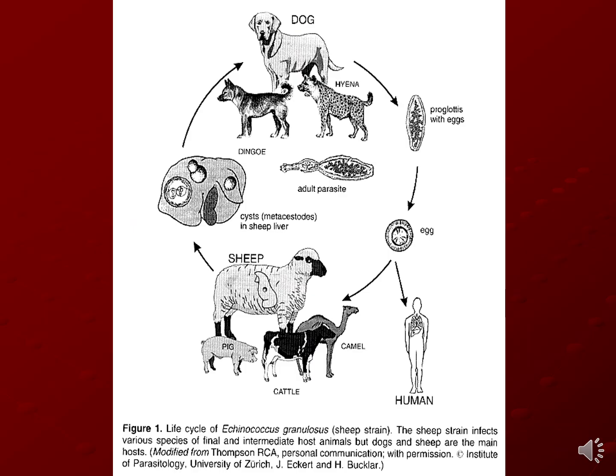This is another drawing for the life cycle. Interestingly, please look, the sheep is larger than the camel. Wow. And larger than cattle, actually, because the problem is mainly in sheep and in sheep-raising areas. But all of the herbivorous animals can be infected, of course, and man can be infected.